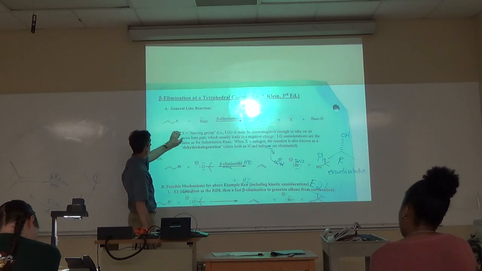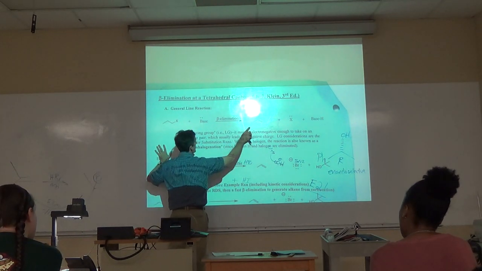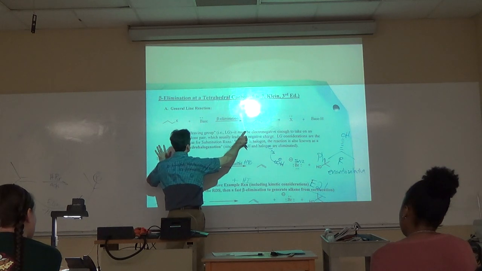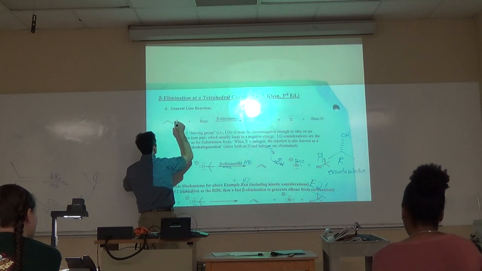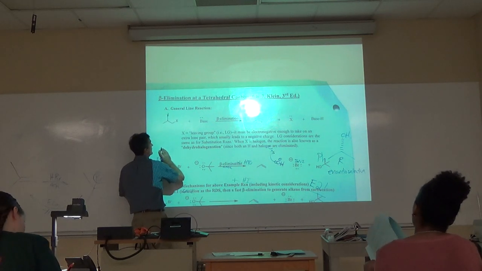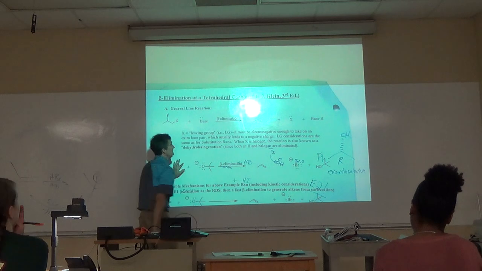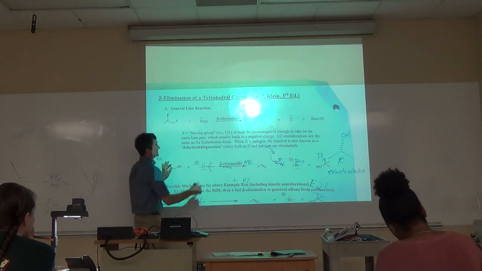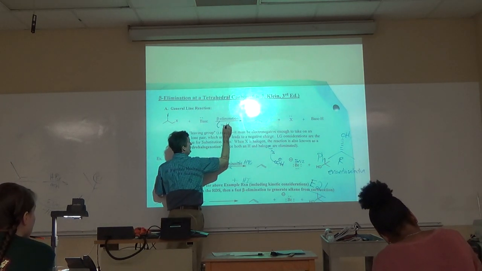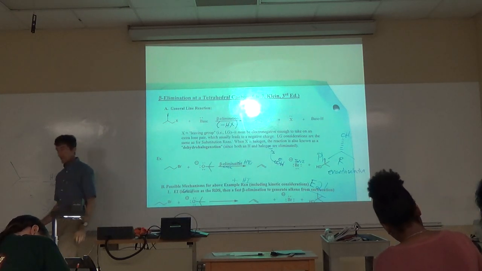We will have a base. We're going to make an alkene. Yeah, we showed that here. What's being removed? The leaving group is long gone, but also an H here, because there's two H's there, but there's only one there now. So essentially, we're eliminating HX. That's what we're eliminating.